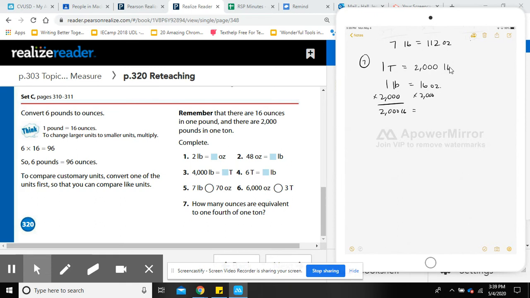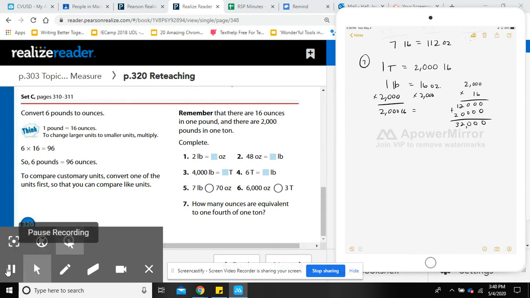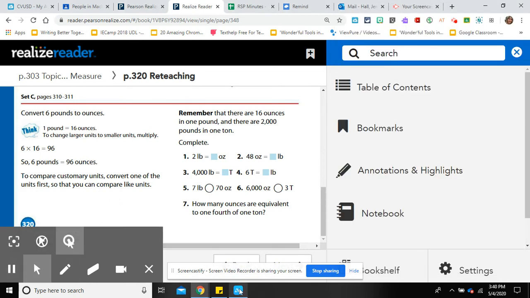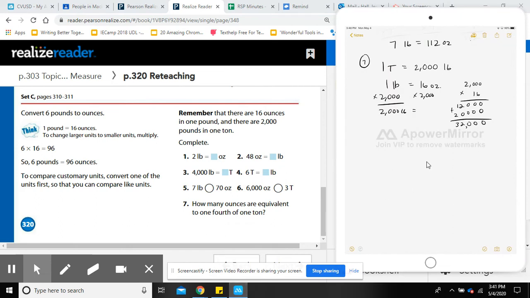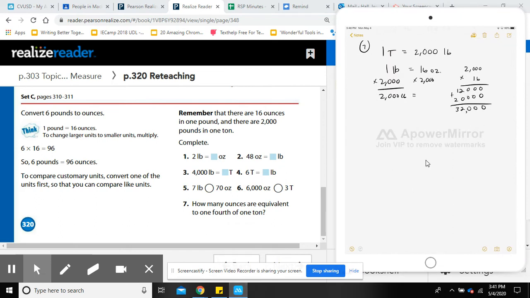Okay, so we have 2,000 times 16. 0, 0, 0, my placeholder, 0, 0, 0, and 2. I'm going to add this up. So this is 32,000. Okay. So that is our first step. So we have 32,000 ounces are equal to 1 ton.